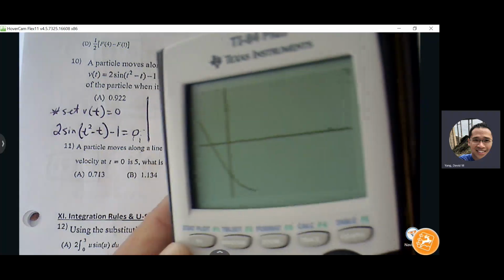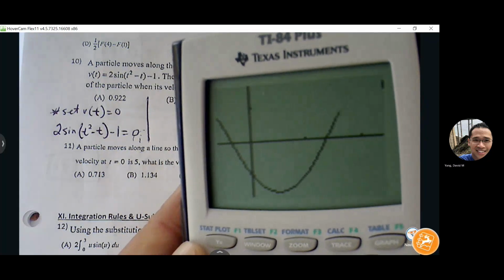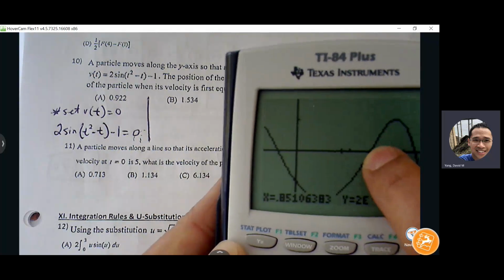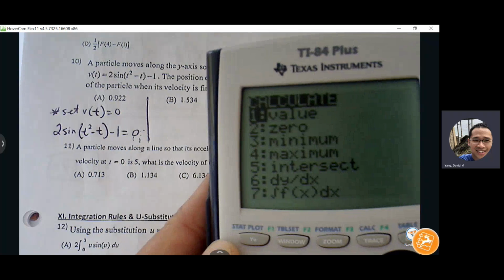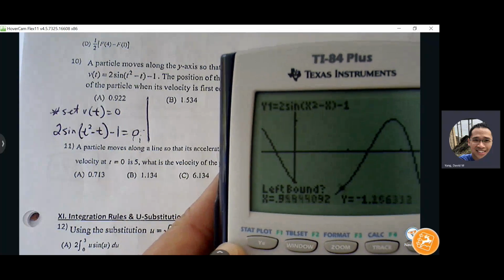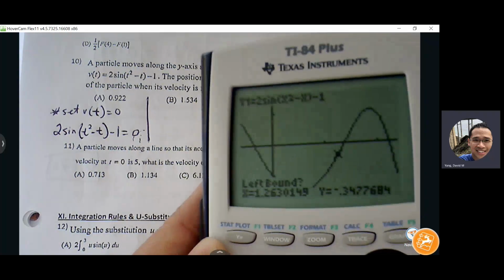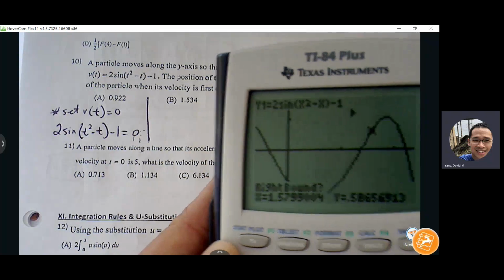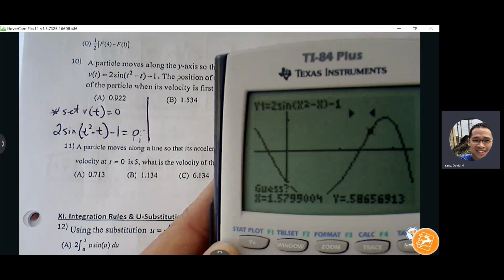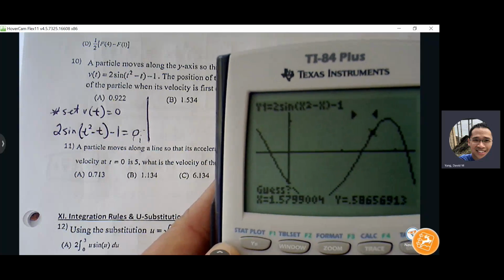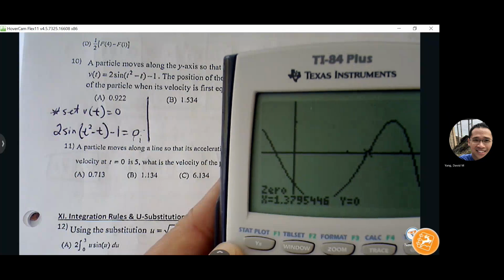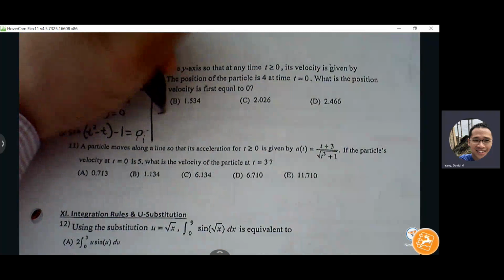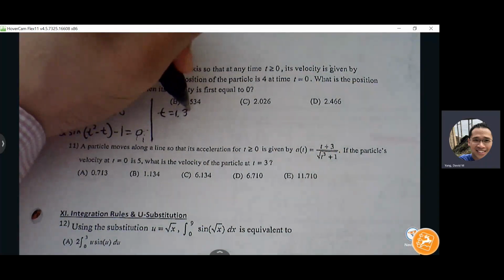I'm looking for the first occurrence of a 0, and that's going to be right there. So I'm going to do second trace, choose a second trace 0, and I'll choose a cursor point to the left of my x-intercept. I'll choose a cursor point to the right of my x-intercept. Hit enter twice to get to this point. So it's guess question mark. I'll hit enter a third time. 1.379. Okay, so p equals 1.379.